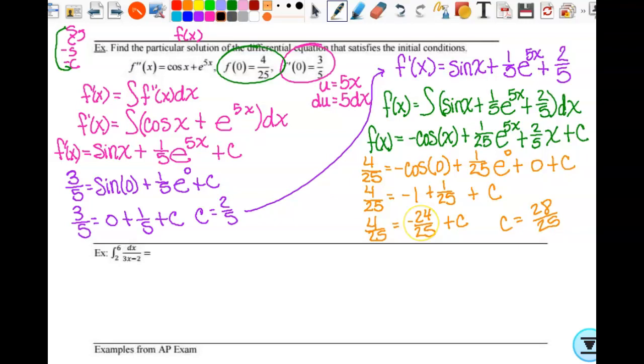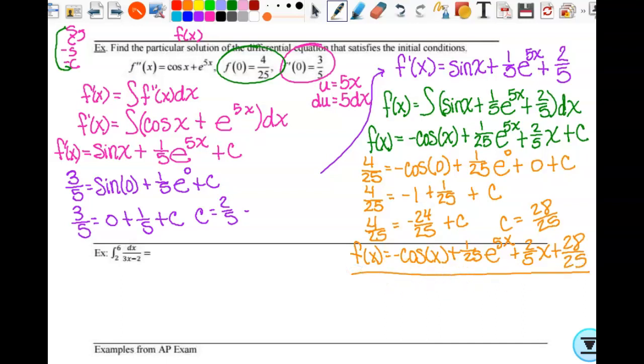I'm adding 24/25 to both sides, so it'll be positive. So my final function that I don't really have room for is f of x equals negative cosine of x plus 1/25. Actually, here, let me do this differently. This is dumb. I'm just going to write it down here. So that means I get f of x is equal to negative cosine of x plus 1/25 e to the 5x plus 2/5 x plus 28/25. There's my answer.